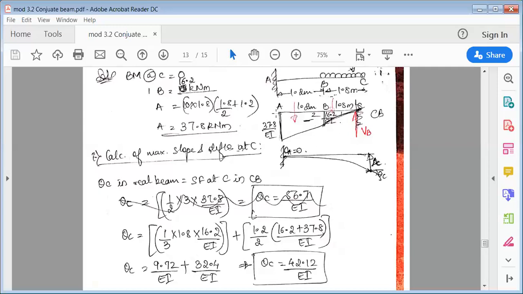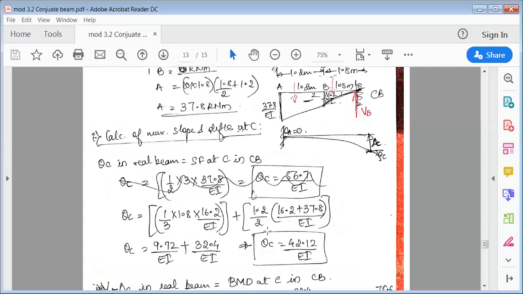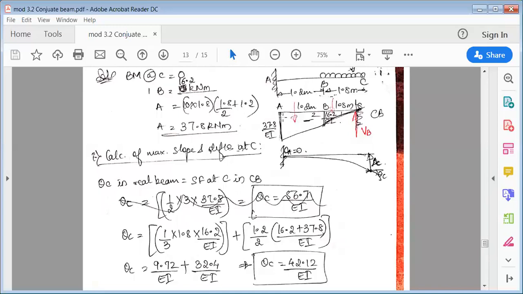Okay, so let's solve this problem using the trapezoidal formula. The area of a trapezoid is (A plus B) divided by 2, where A is the smaller ordinate and B is the bigger ordinate, multiplied by the distance between them. So that's how it is.